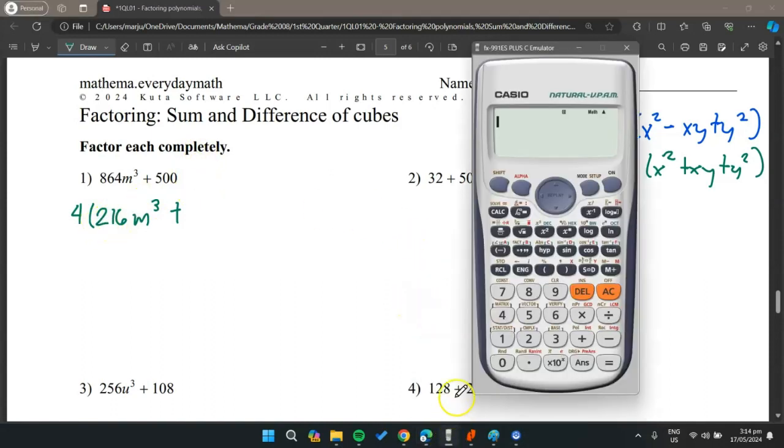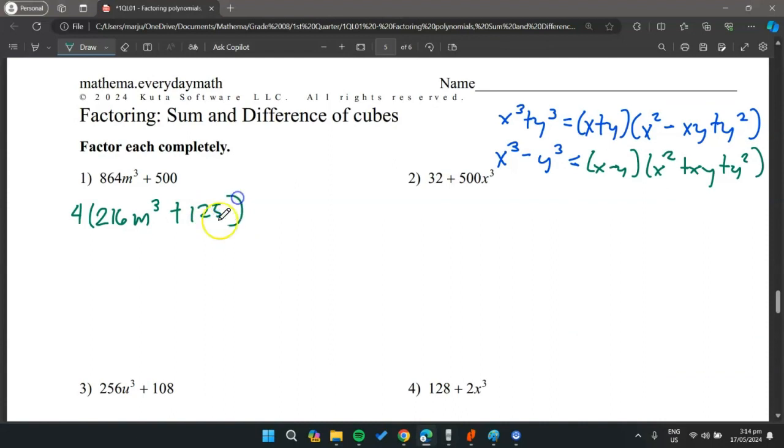That will give you what? 500 divided by 4 gives you 125, right? So 125. Now, look at this. 216 is a cube number, so as m cubed, and then 125. So, based on this, it is a sum of two cubes. Basically, this will be your x, and this will be your y.